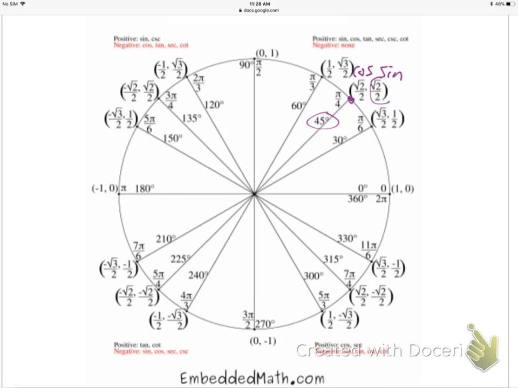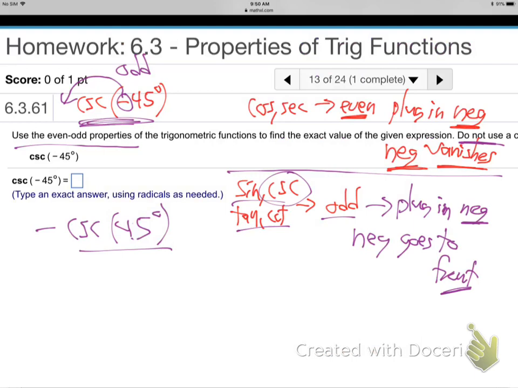We use the sine, huh? Of course, they're the same. It doesn't really matter, but it would always be the sine. Cosecant, so this is negative upside down of the sine. Negative upside down of the sine, right? So it's negative 1 over root 2 over 2.